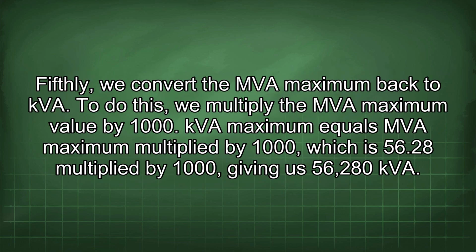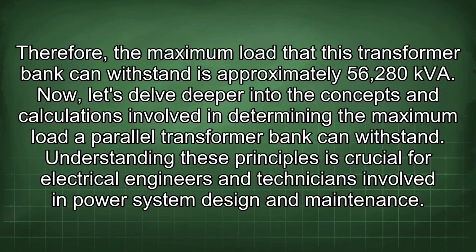Fifthly, we convert the MVA maximum back to kVA. To do this, we multiply the MVA maximum value by 1000. kVA maximum equals MVA maximum multiplied by 1000, which is 56.28 multiplied by 1000, giving us 56,280 kVA. Therefore, the maximum load that this transformer bank can withstand is approximately 56,280 kVA.